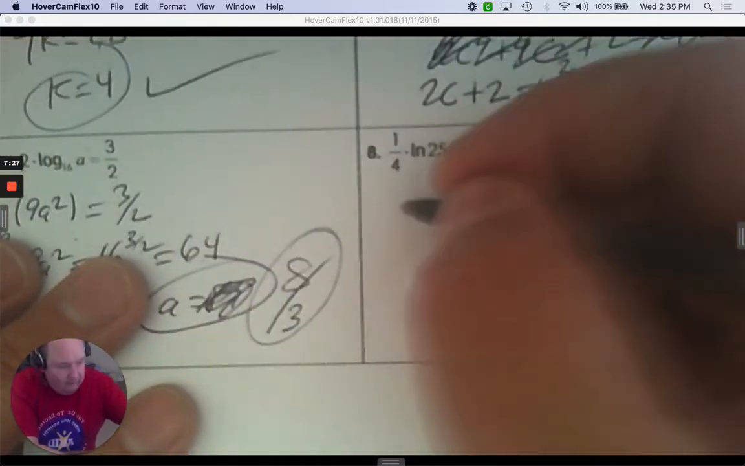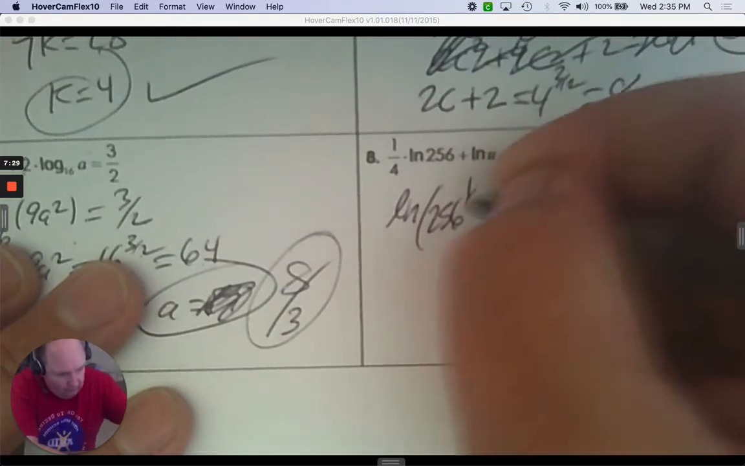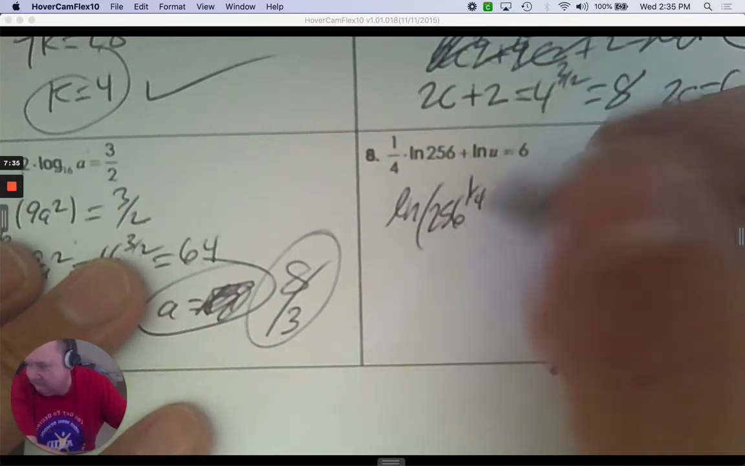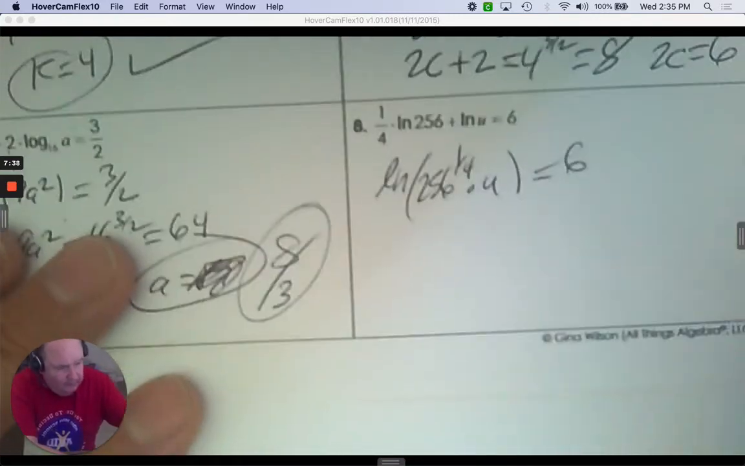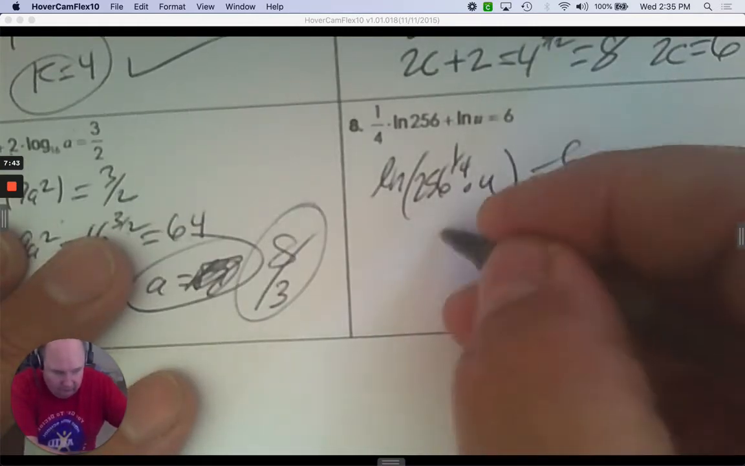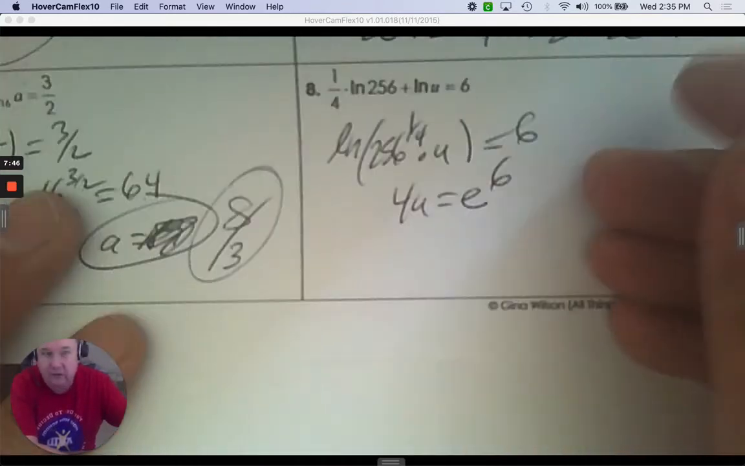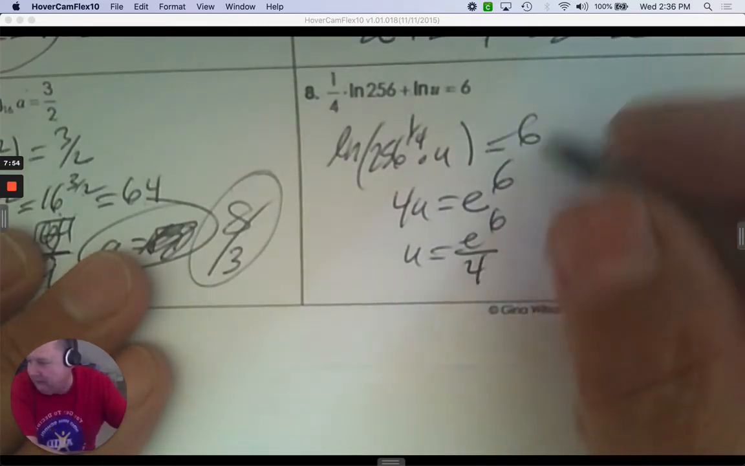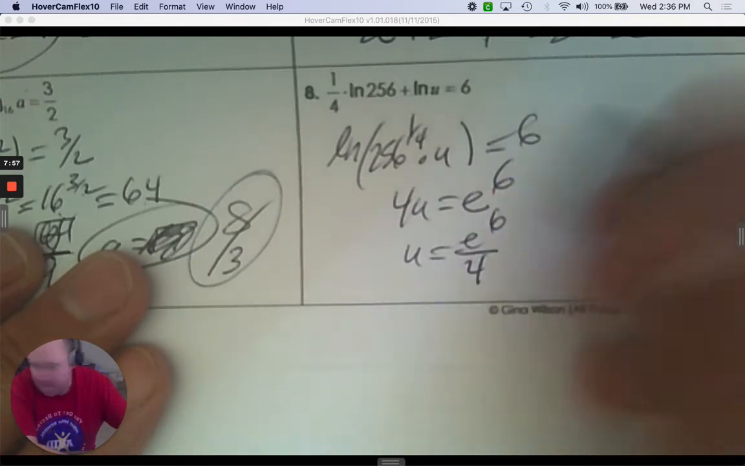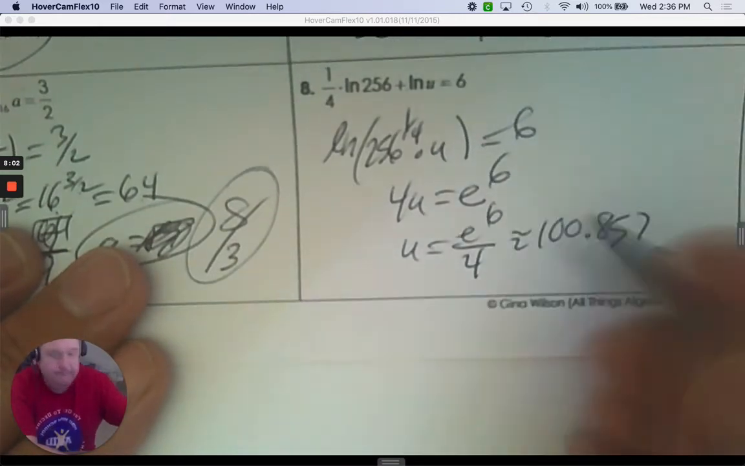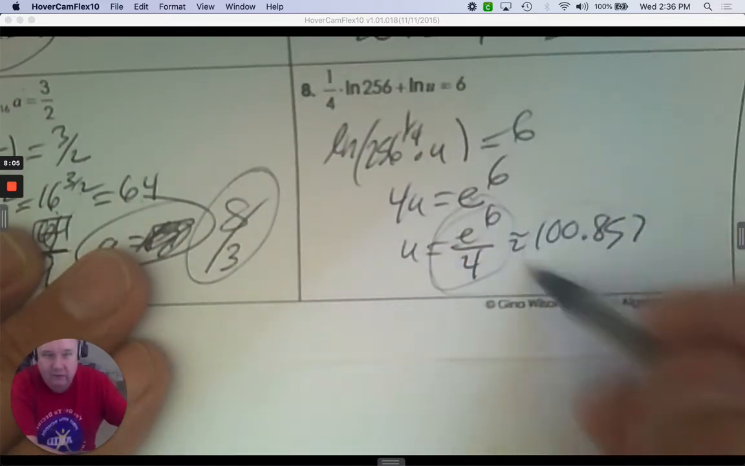The exponent, so that's ln, that's the exponent 1/4. Plus means times u is equal to 6. Now the fourth root of 256 is 4. So this is really 4u. The base is e to the exponent 6. So u by itself is e to the 6 divided by 4. If you put that in your calculator, you get 100.857. But that's a great answer too. That's the exact answer, and this is the approximate answer.